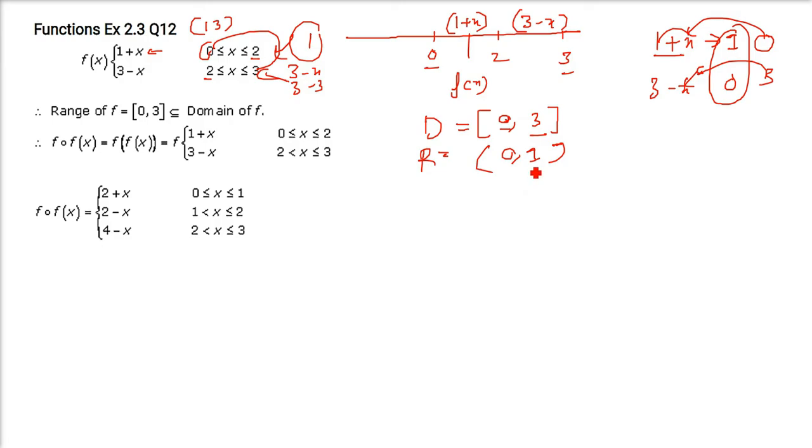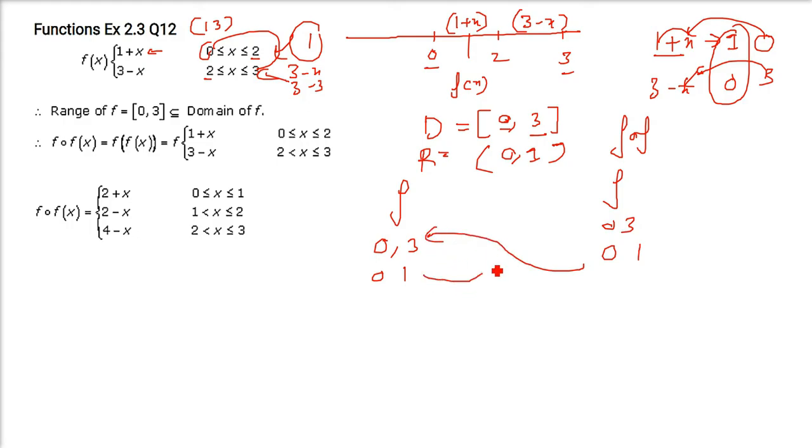So now you see, when we try to find out f of f of x, we are trying to find the function of a function which are the same, but they have two different ranges. So 0 to 1 comes under 0 to 3. So this f of f is possible. This we have already checked. But the range is only 0 to 1.